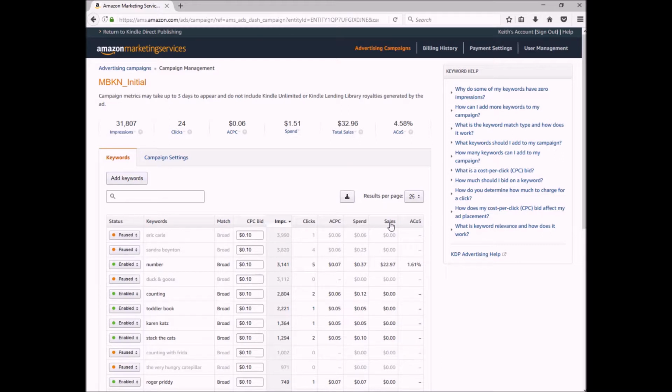your description is not interesting to them, your price may be a bit too high, or they're not a big fan of your title. So if you have high clicks and low sales, those are the three areas you want to look at.